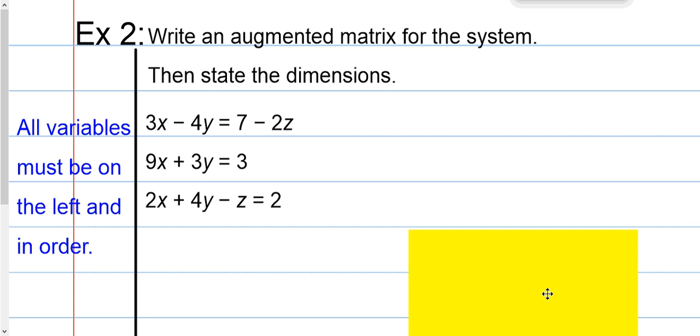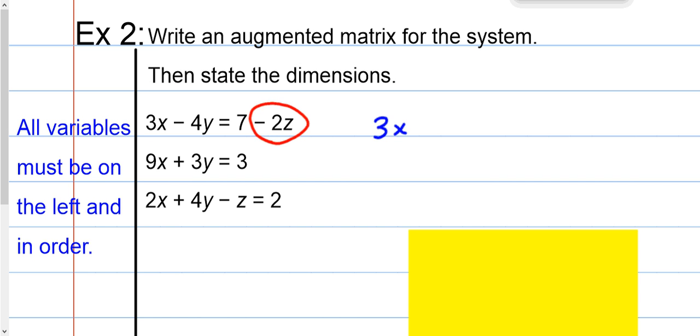Let's look at example 2. Example 2 is a little larger. Write an augmented matrix for the system. State the dimensions. It's the same directions. It just looks a little different because we have a 3 equation system. Also, if you notice the note on the side, all variables must be on the left and in order. So right here, I've got a negative 2z on the right. So let's go over here and rearrange that.